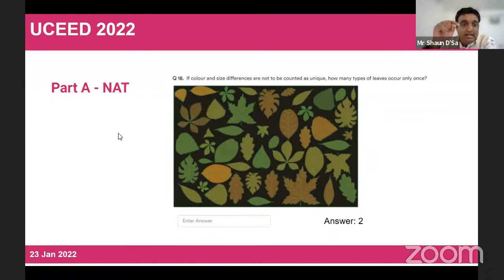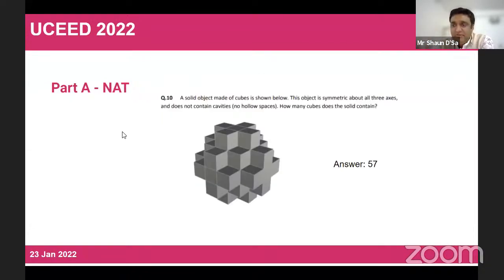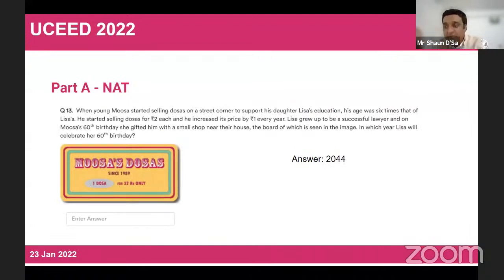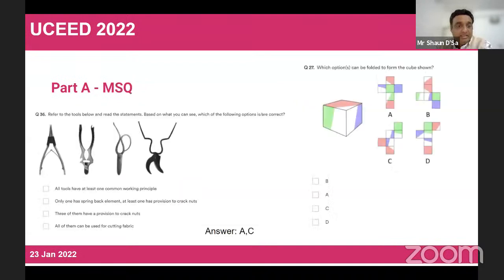So numerical answer questions are like this. Just quick examples. Count the number of cubes. This object out here, how many cubes does it contain if it was made up of individual cubes? You need to count that and put that answer there. Or it can be a mathematical question, maybe age related questions, father and daughter, mother and son, whatever, but with a numerical answer.